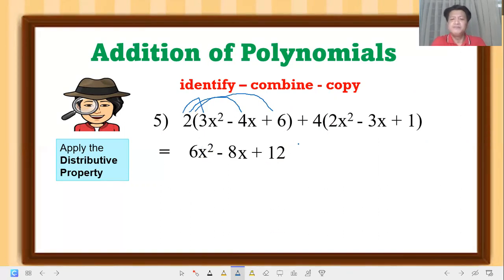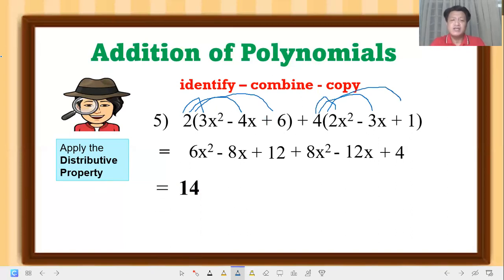Dito man tayo, we have 4 times 2 that is equal to 8. Since meron po siyang literal coefficient na x squared, i-copy lang natin. And then we have also 4 times negative 3 that is negative 12 and copy the literal coefficient x. And we have constant 4 times 1 that is 4. And then, di ba, nagawa na natin yan. You are going to i-combine na natin. Or pwede, idiretso natin, no? Pwede naman.